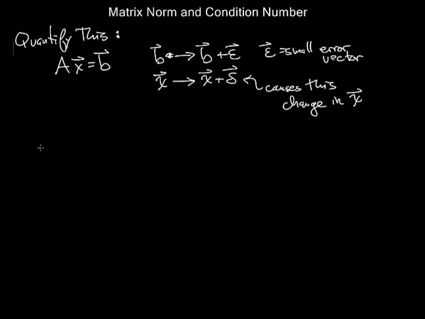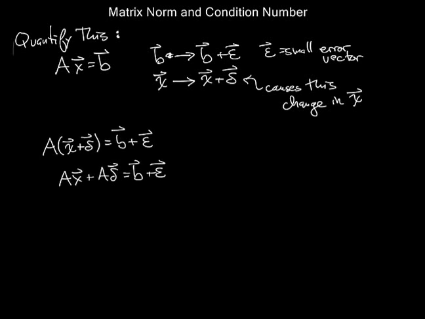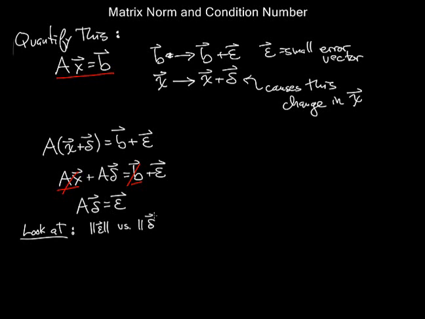The addition of epsilon causes x to be perturbed by delta. That is to say, the new equation is A(x + delta) = b + epsilon. And that's Ax plus A delta is b plus epsilon. And of course, Ax is equal to b, so you can cancel those terms. And we have that A delta is equal to epsilon. So that's fine. What we want to look at is the ratio of epsilon to delta. Or, as I said here, epsilon versus delta.